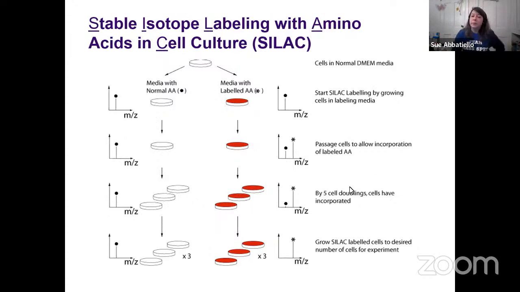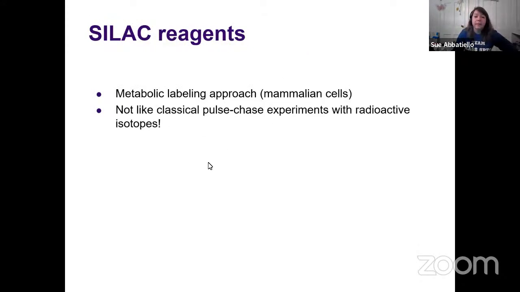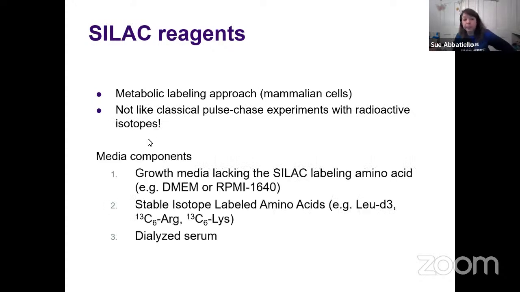And what you see from a mass spectral standpoint, or from the mass data, is you'll see doublets. So there will be the light peptide and the heavy peptide that's a certain mass to charge away, and you can quantify relative changes in these peak areas based on experimental parameters. In order to do this, you need metabolic labeling reagents like mammalian cells. This is not like classical pulse chase experiments with radioactive isotopes, so perhaps a bit safer. And then the idea is you add these things into your media and you grow the cells.